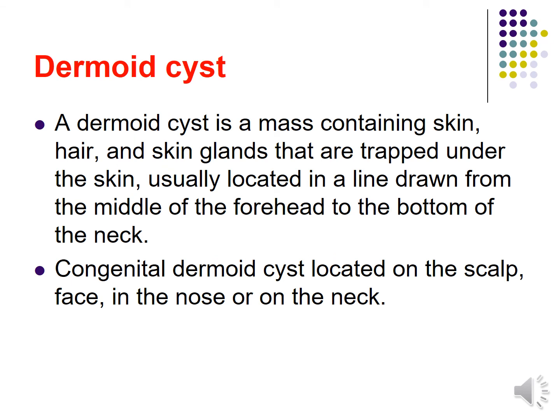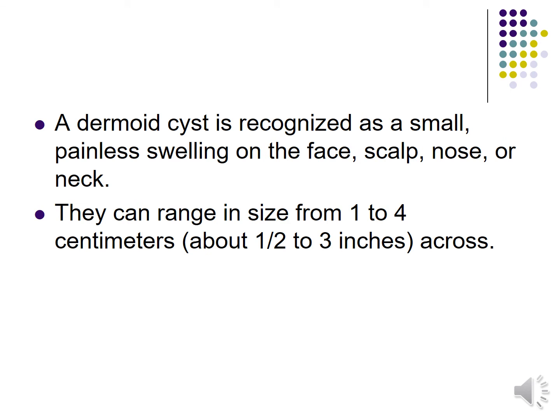What is a dermoid cyst? The dermoid cyst is a mass containing skin, hair, and skin glands that are trapped under the skin, usually located in the line drawn from the midline of the forehead to the bottom of the neck. The congenital dermoid cyst is located on the scalp, face, in the nose, or in the neck. It is recognized as a small painless swelling on the face, scalp, nose, and neck. They can range in size from 1 to 4 centimeters.